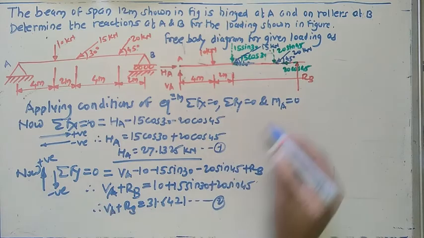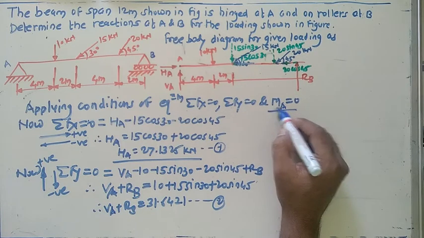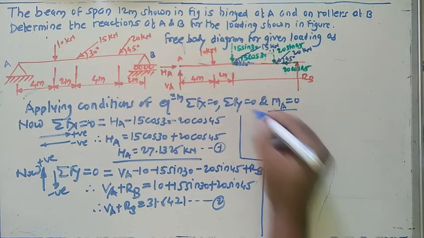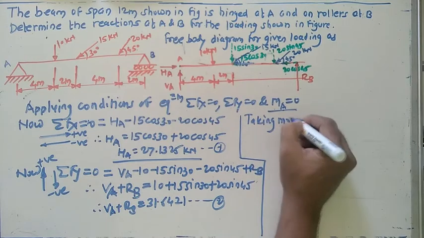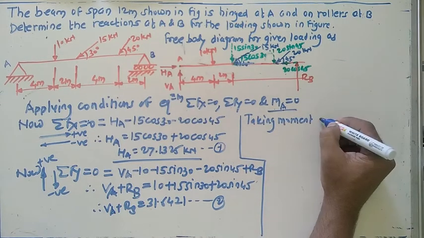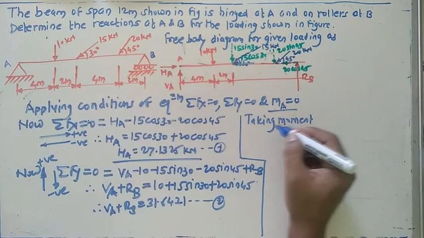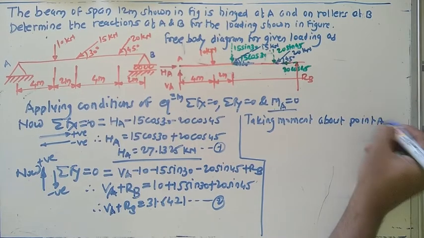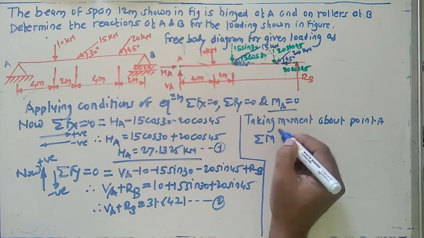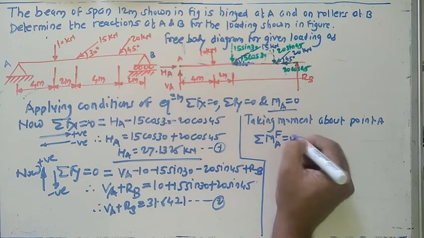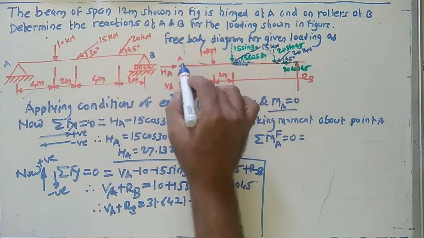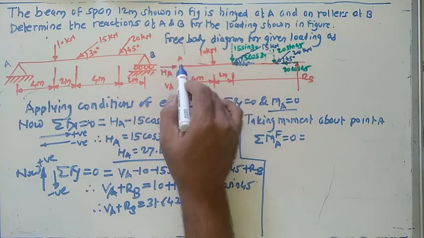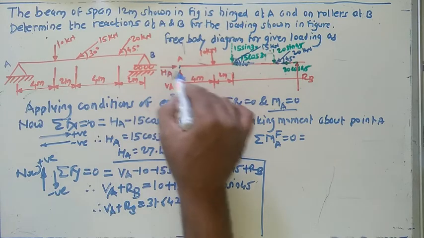For that you have to apply the equation: summation of moments about point A equals 0. Taking all forces about point A, here is the first point, point A. The line of action of this force passes through this point, and this force also passes through this point, so the moment of these two becomes 0.